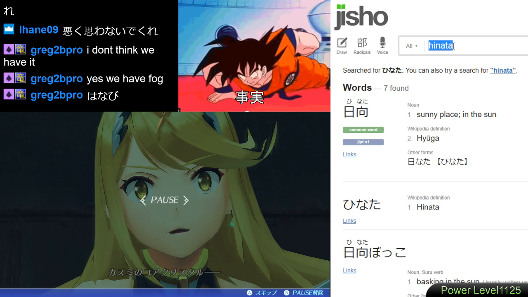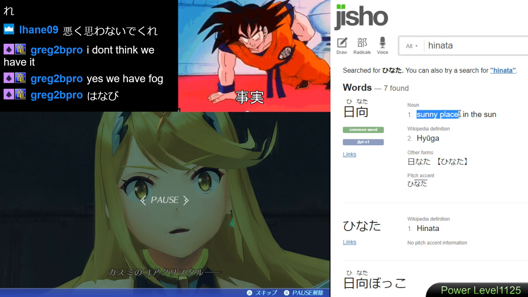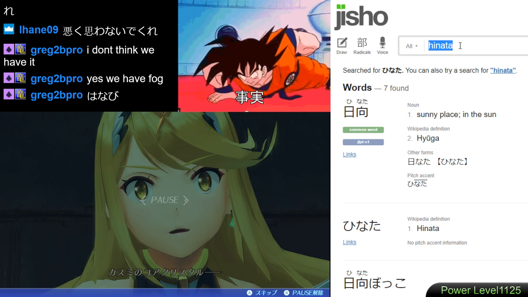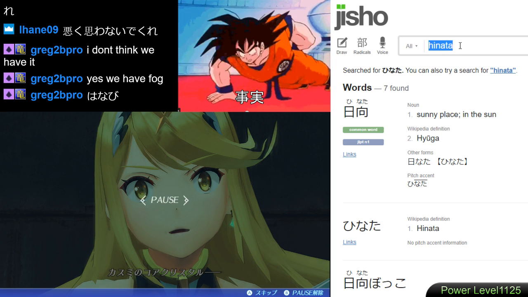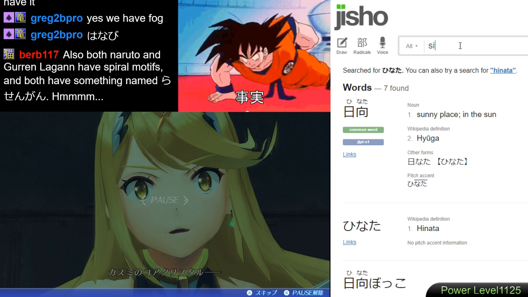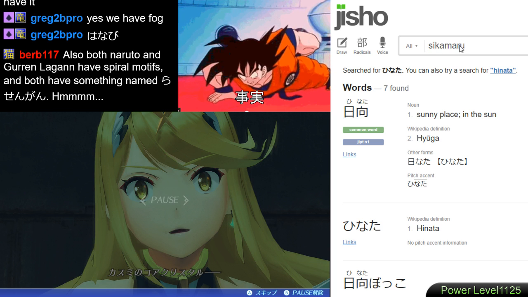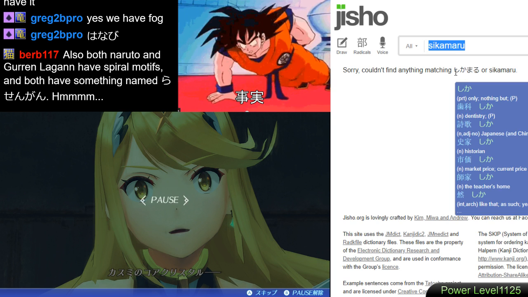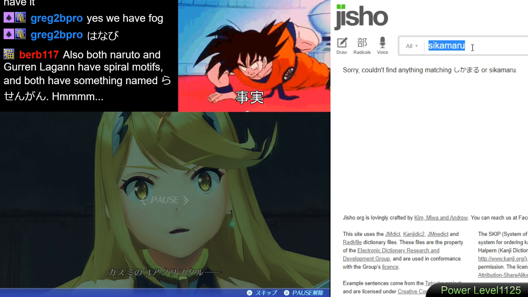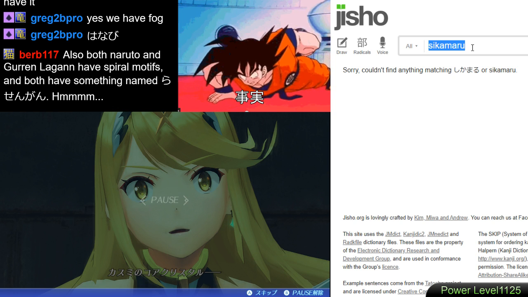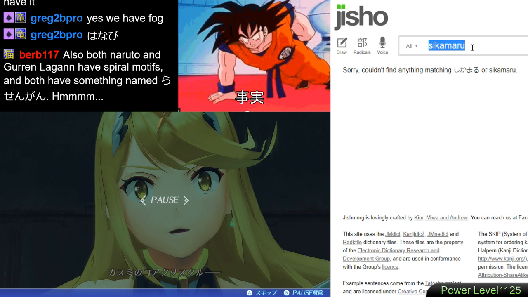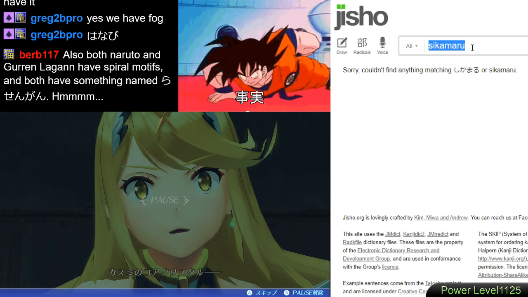Hinata. A sunny place in the sun. Kind of captures the spirit of those characters, right? You can see the way that mangaka named their characters. One of my favorite characters is Shikamaru. I was just curious if there'd be anything, but there's nothing for that. Yeah, very true with the spiral motif for Gurren Lagann as well. And right, having the attack that's based on the spiral as well.